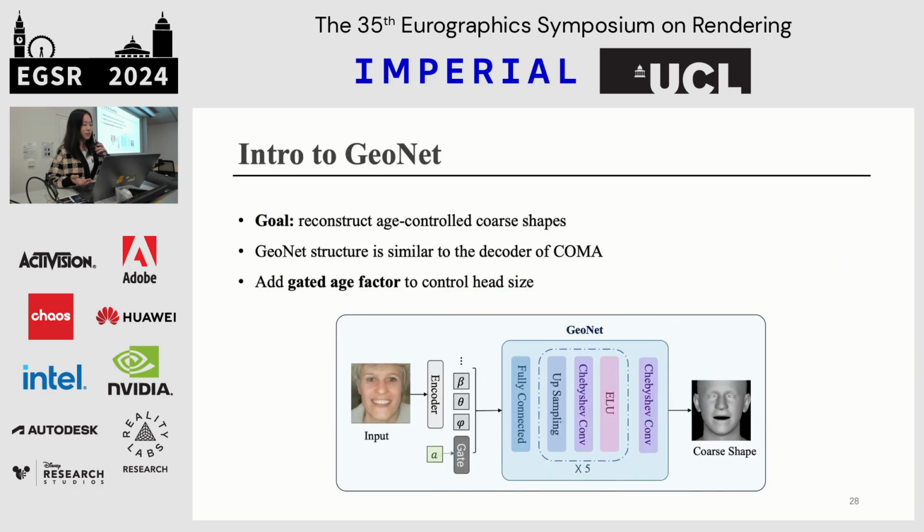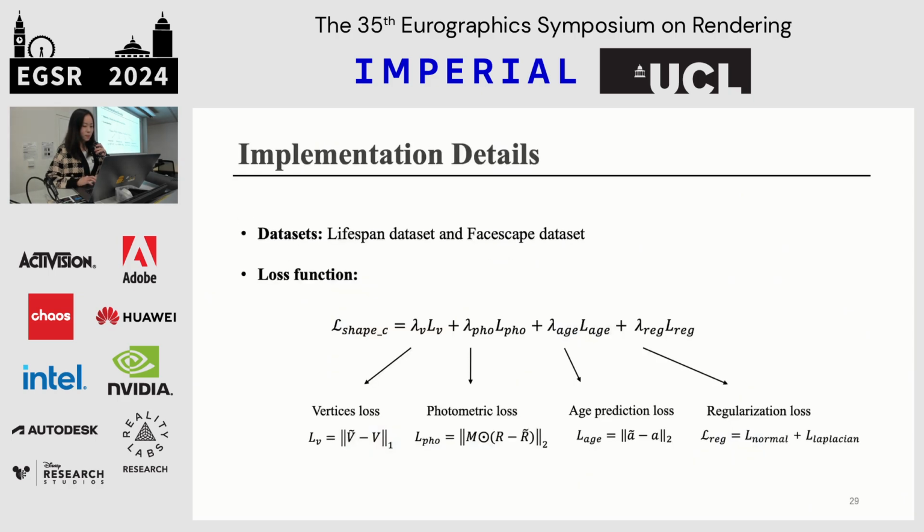Here we assume the human head size will not change in adulthood. So before we input the age into GeoNet, we set a gate for the age factor. The structure of GeoNet is similar to the decoder of CoMA. It has 5 blocks. Each block includes an upsampling layer, convolutional layer, and an ELU. For this part, we use a mixed dataset of the Lifespan dataset and the FaceScape dataset. The Lifespan dataset is what we generated before, and the FaceScape dataset is a multi-view dataset with different expressions. Using this mixed dataset, we can generate coarse shapes and maintain the age consistency.